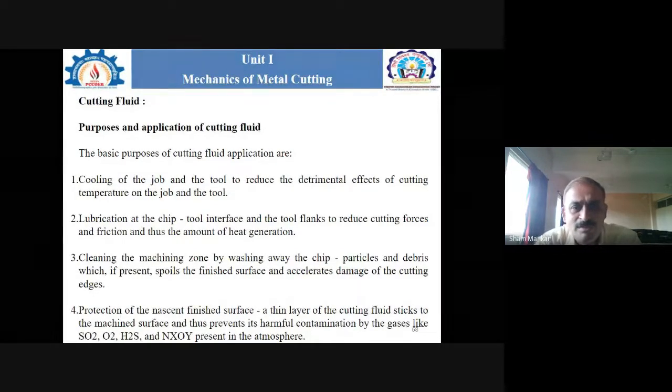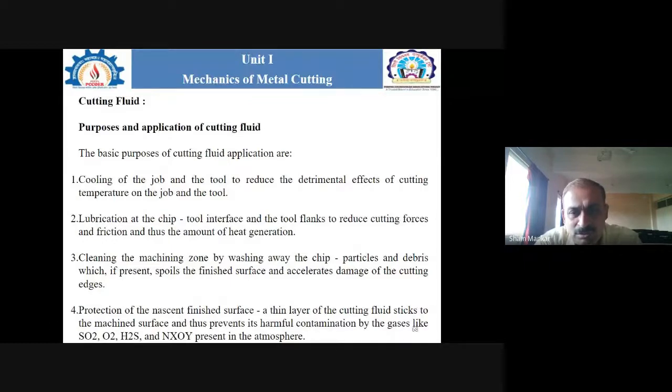Okay, so as we know, cooling of the job and the tool reduces the effect due to the rise in friction as well as temperature. So it will definitely be used for reducing the temperature as well as the friction. Then again, as we know, lubrication at the chip-tool interface and the tool flanks reduces the cutting forces as well as the friction. So finally, it reduces the amount of heat generation.